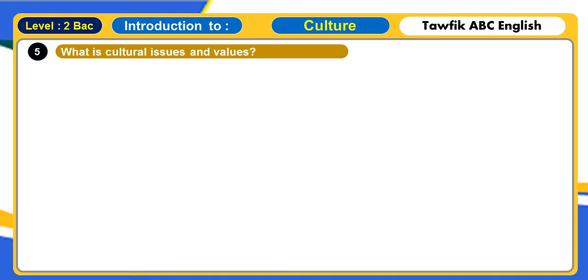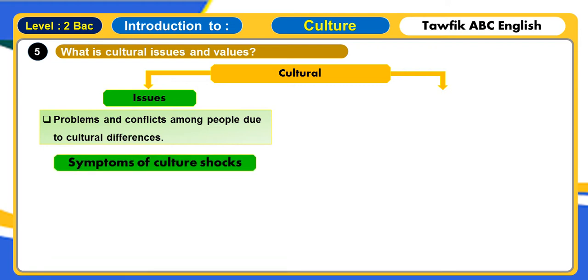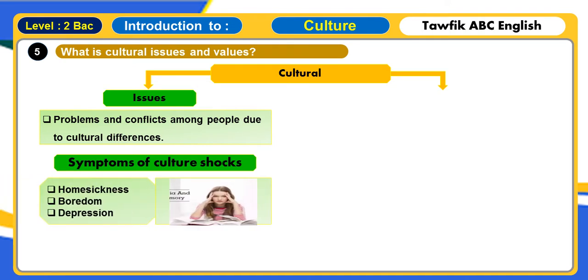So when we talk about culture, what are cultural issues and values? As a definition of the title, we have cultural issues are problems and conflicts among people due to cultural differences. يعني هما المشاكل والصراعات اللي تتوقع ما بين الناس بسبب الاختلافات الثقافية. For example, symptoms of culture shock are homesickness, boredom and depression.